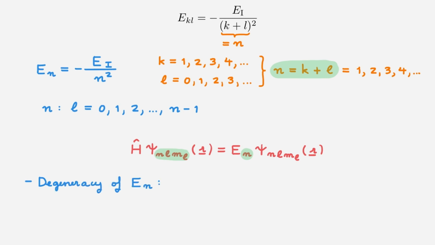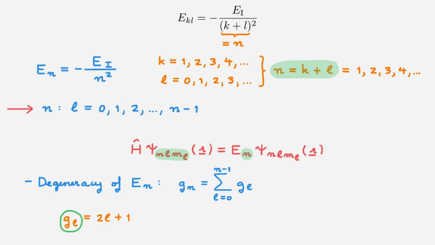To answer that question, first remember that for a given L, we have a degeneracy g_L equal to 2L plus 1 corresponding to the possible m_l values. For the full degeneracy of E_n, we're going to use g_n. As we can see up here, for every n, L can run from 0 to n minus 1, which means that g_n is equal to the sum from 0 to n minus 1 of g_L.